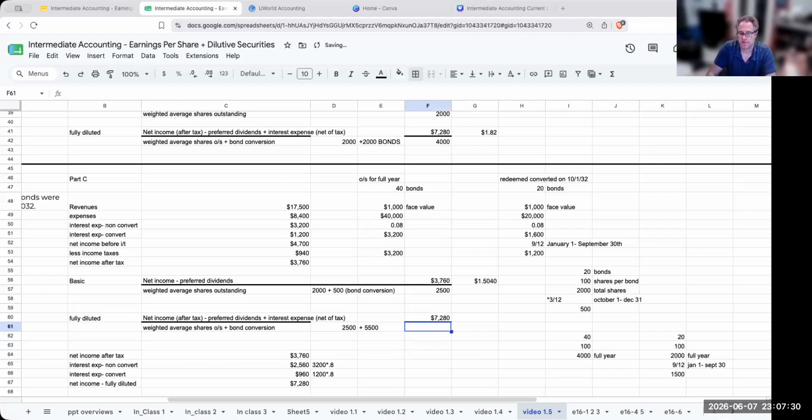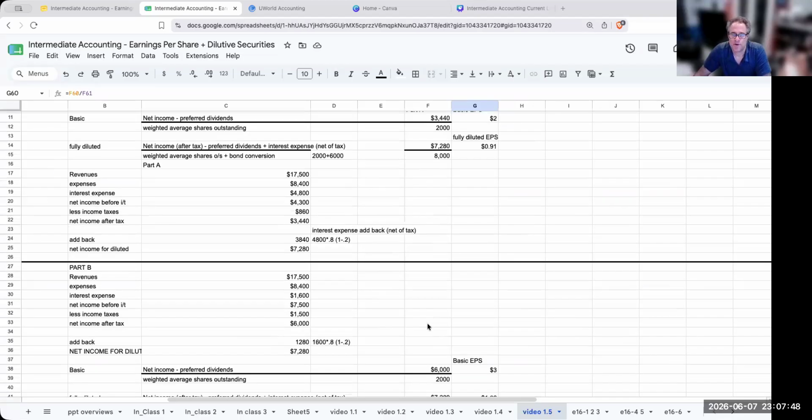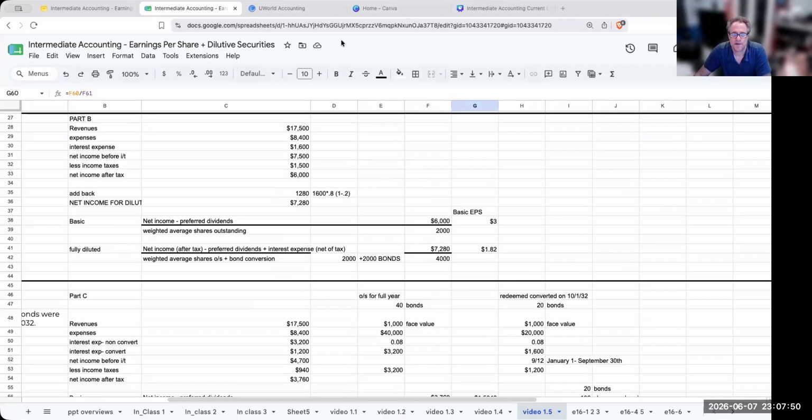So this is going to be 7,280 divided by 8,000, or I'm going to get over here 91 cents, which is what's kind of interesting about this, is that this is basically the same result that we got up here. And just give me a moment on this.